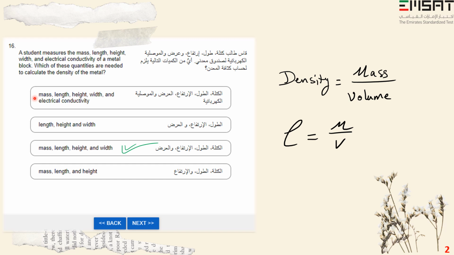So let's discuss each one. Mass, length, height, width, and electrical conductivity. We don't need the electrical conductivity, so the first one is a wrong answer. What about the second one? Length, height, and width. We missed the mass here, so this is another wrong answer. What about the last one? Mass, length, and height. We are still missing one dimension, which is the width. So the third option is the correct answer, because length, height, and width give us the volume by multiplying all of these dimensions together.